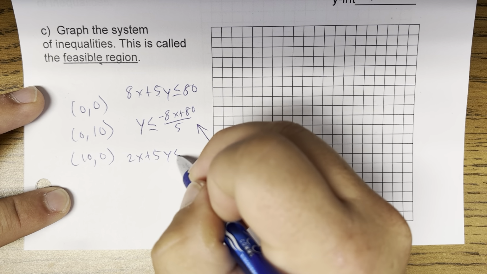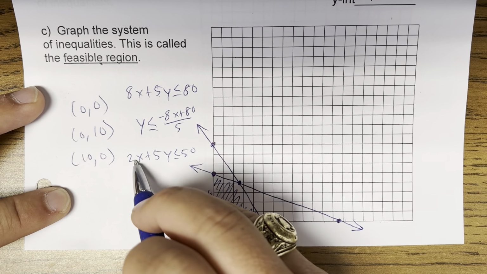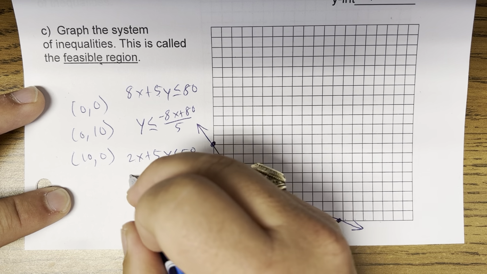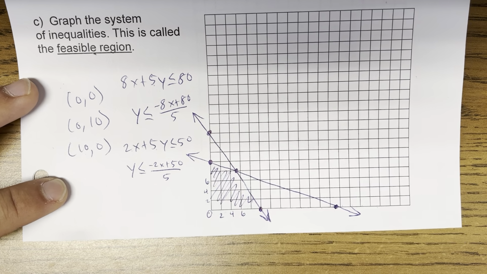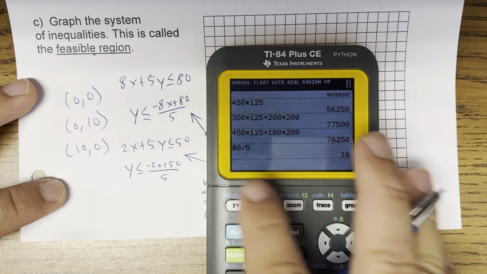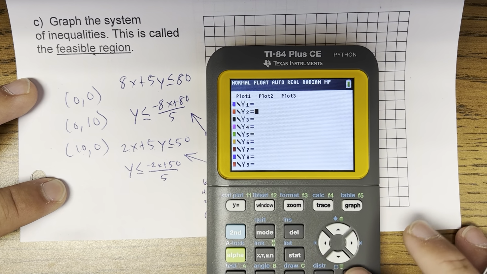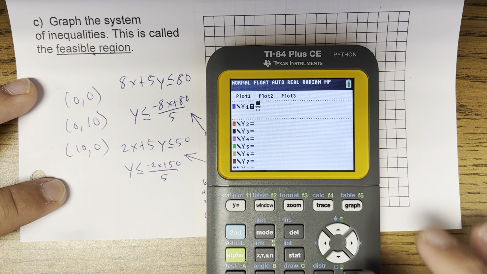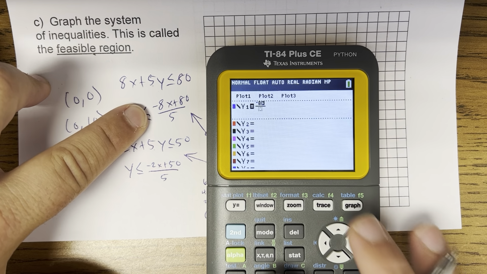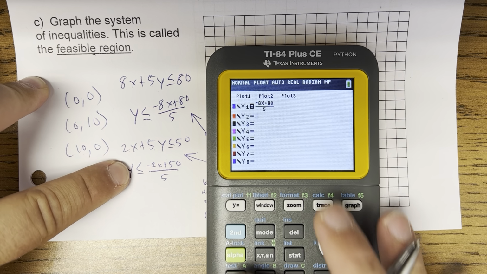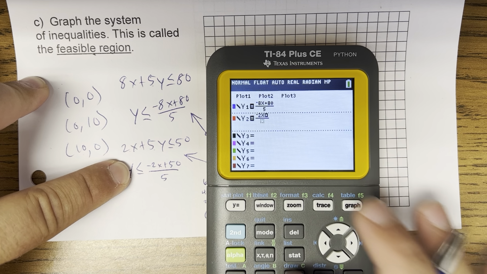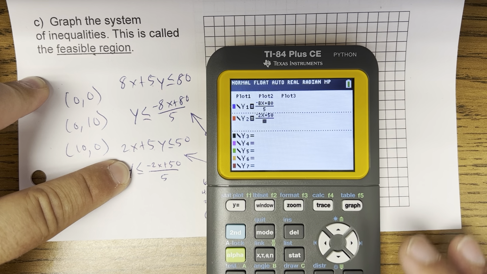2X plus 5Y is less than or equal to 50. So again, we're gonna subtract the X's over and divide by the Y. And so negative 2X plus 50 divided by 5. And so these are my two that I'm gonna put in my calculator. For my first one, negative 8X plus 80 all over 5. For my other one, negative 2X plus 50 all over 5.